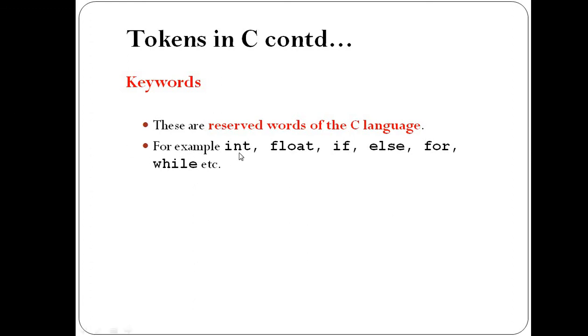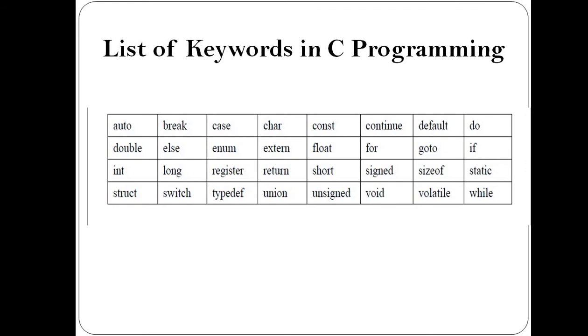So for example, int, float, if, else, for, while, etc. These are some examples of keywords. In the C language, there are a total of 32 keywords available for special purposes in our program. So what are those 32 keywords? This is the table, or we can say the list of keywords in C programming. All these words are already defined for a special purpose in a program, and we cannot use them for another purpose.